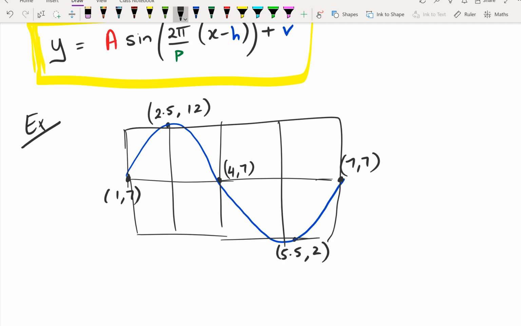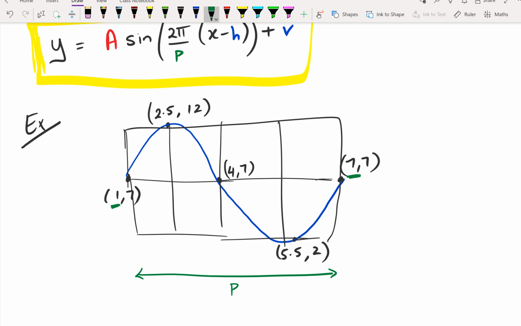Is that okay, what I've done there so far? So then, what I need to work out first is the period. To find the period, I need to figure out how long this box is. The way I'm going to figure it out is right here. This is 1, and this is 7.